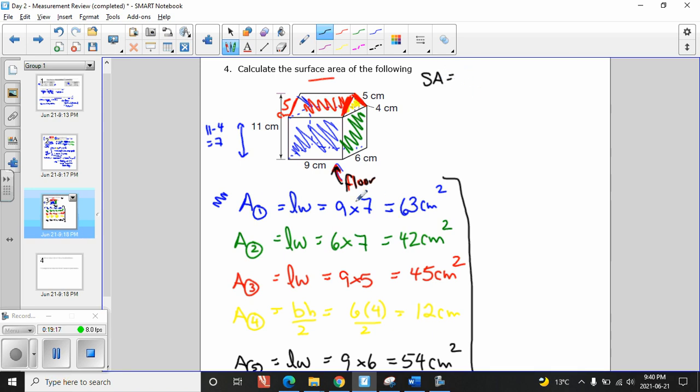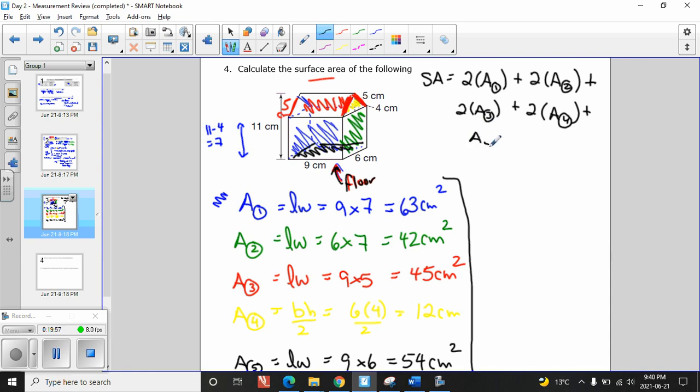So for blue, there's actually 2 of those rectangles. So I can say 2 times area number 1. And for green, there's 2 of those rectangles, one on the right, one on the left. So 2 times area number 2. Add to that, in red, we've got the rectangle for the roof, and there's 2 of those. So 2 times area 3. In yellow, we've got the triangles, and there's 2 of those. So 2 times area 4. And finally, this floor, which is maybe weird to include, but I did it anyway. And there's 1 area like the floor.